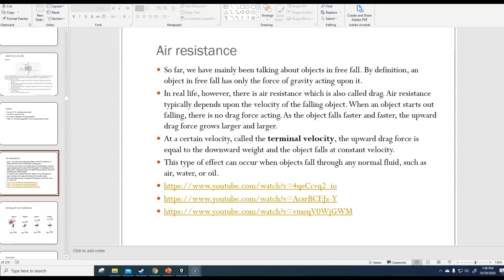And so even though a lot of the time we do these problems with air resistance, this type of effect can occur when objects fall through any type of fluid, whether it's air or a type of liquid like water or oil or honey or something viscous like that. And just to give you an idea of the concept behind this terminal velocity and this drag force, I'm going to link some videos in that I want you to watch. They're all pretty short, but hopefully after watching these 3 videos you have a better understanding of the concept that we're talking about here.